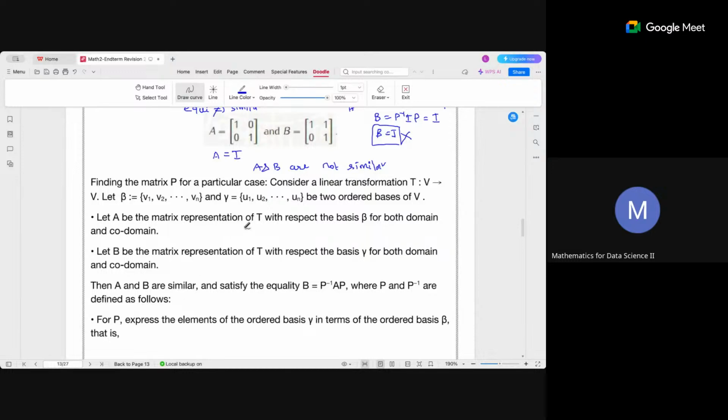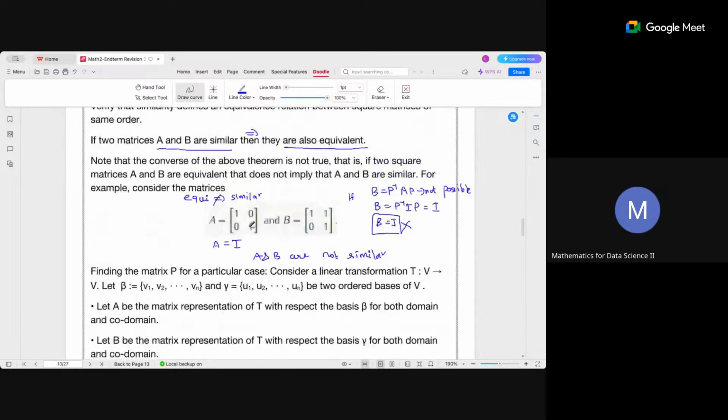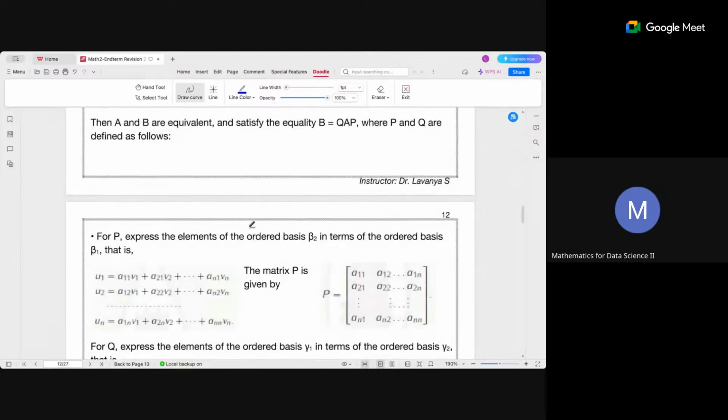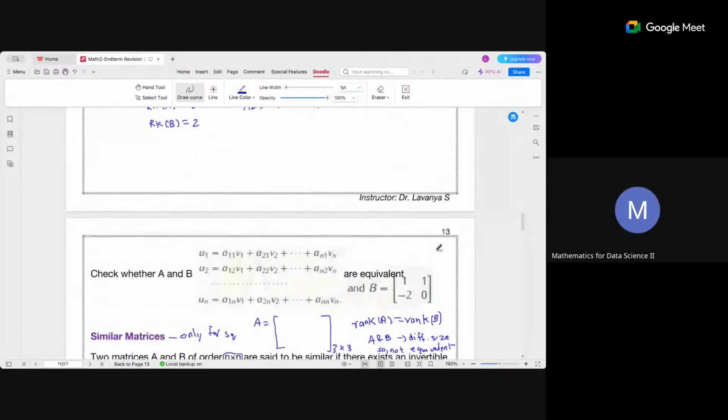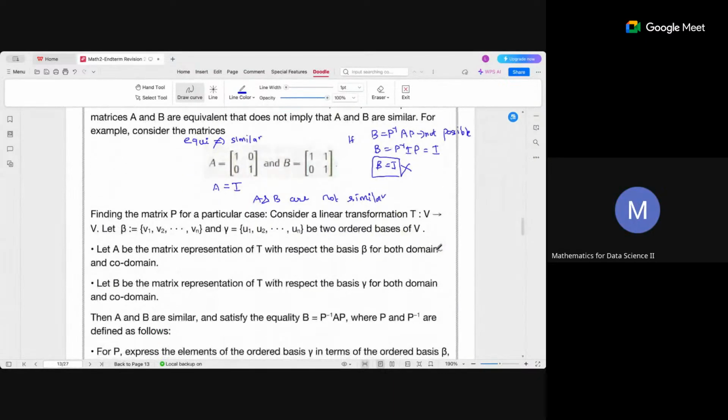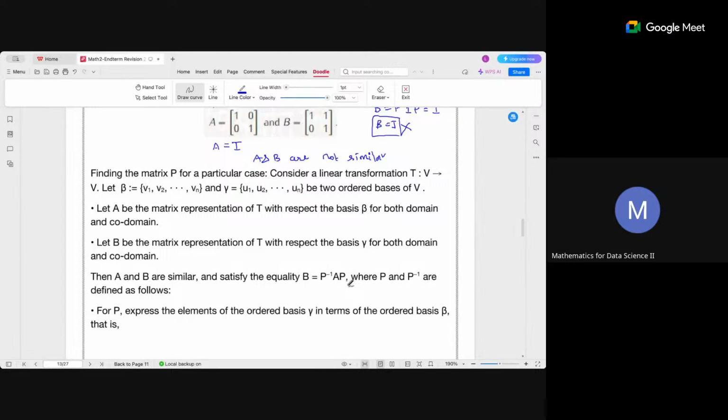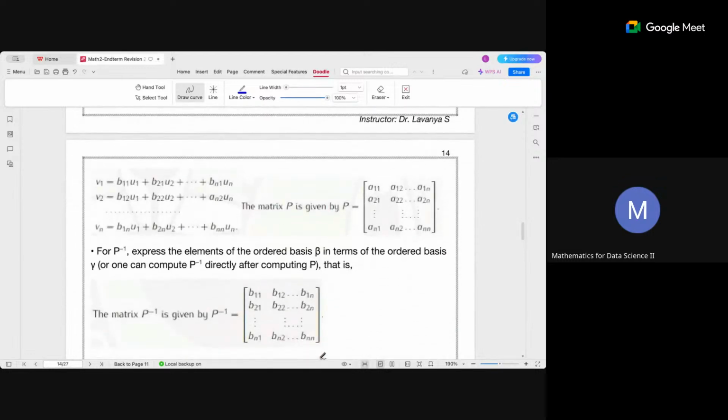One thing you should note is that for equivalence of matrices, two different bases, beta 1 and gamma 1, are used. But for similarity of matrices, this matrix is with respect to one particular basis and this matrix is with respect to another basis. So one matrix corresponds to only one basis for similarity. Then A and B are similar and you can find P in the following way.